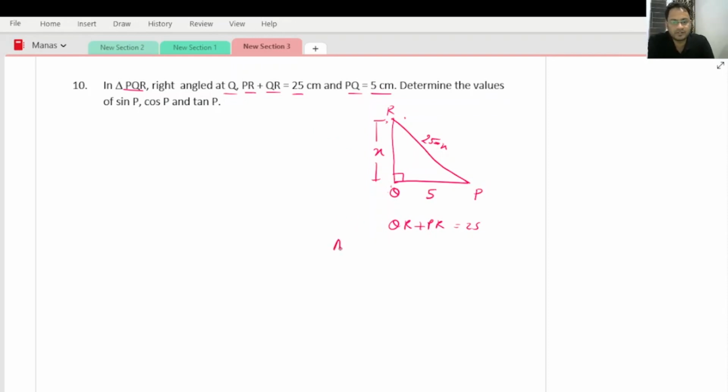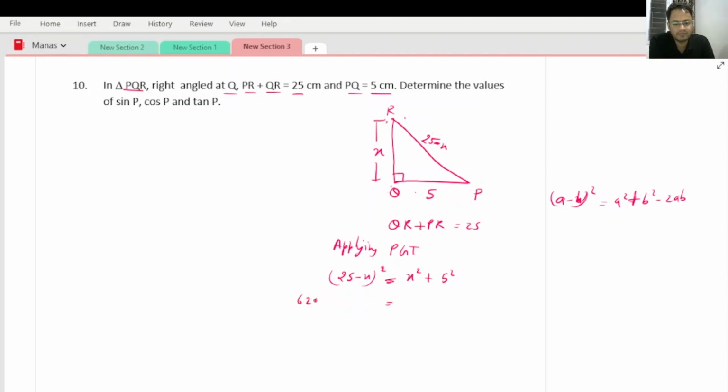So applying PGT here, what you can do is you can do 25 minus x the whole square, because this is the hypotenuse, right? Then here it will be x square plus 5 square, because this square plus this square will become this square. So you need to apply an identity here. Now the identity will be a minus b the whole square, which is a square plus b square minus 2ab, right?